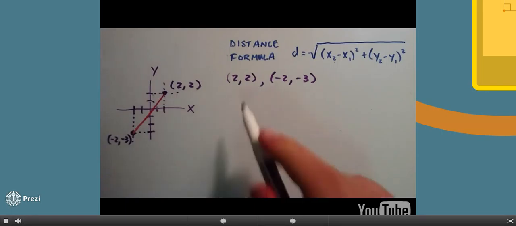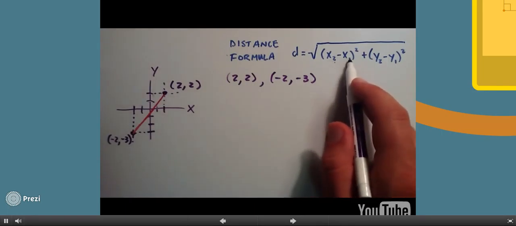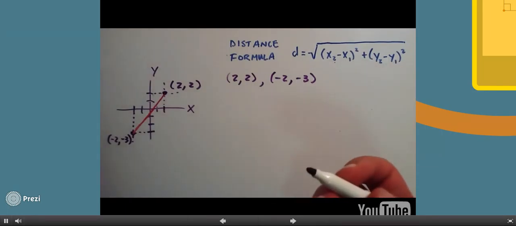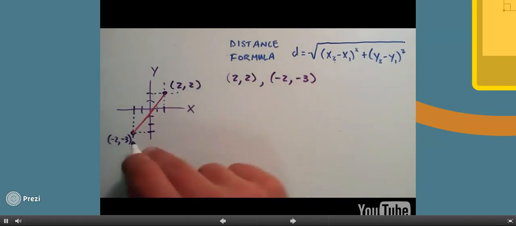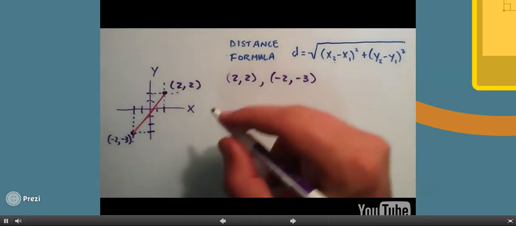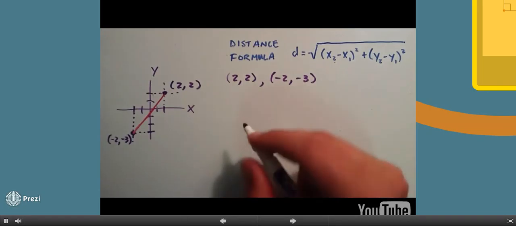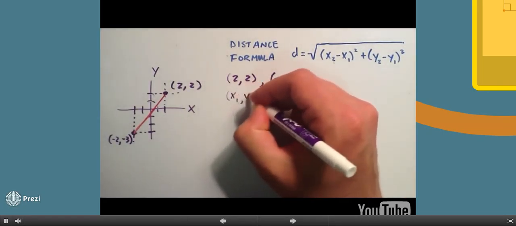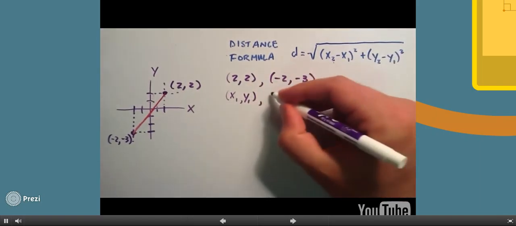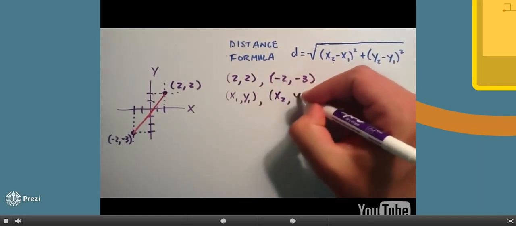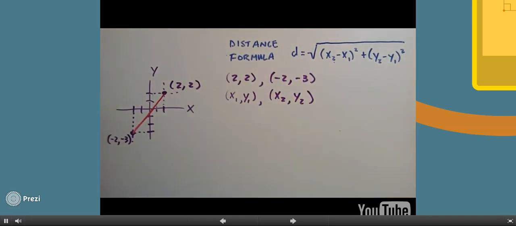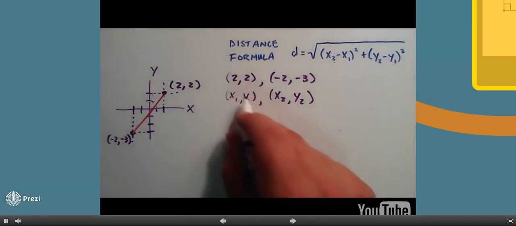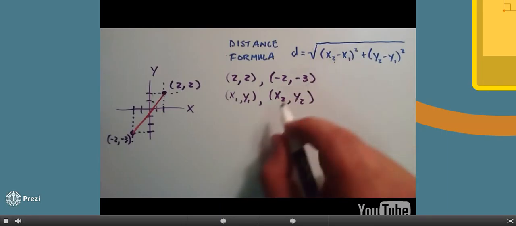So right now we just have some numbers in here. We don't have any x2, x1s, y2s, or y1s. So we're simply going to label one of these points (x1, y1), and the other one (x2, y2). And it doesn't matter which you choose to be which. If you plug them into the distance formula, you'll get the same answer. So we're just going to choose the first one to be (x1, y1), and the second point we'll call (x2, y2).